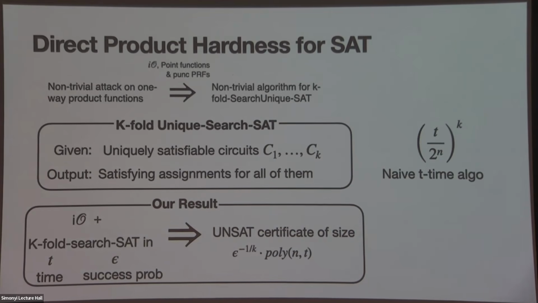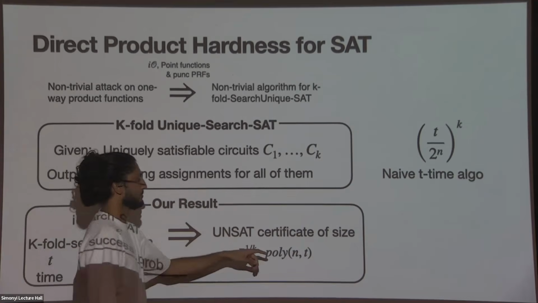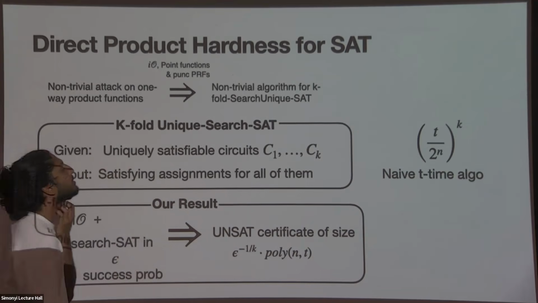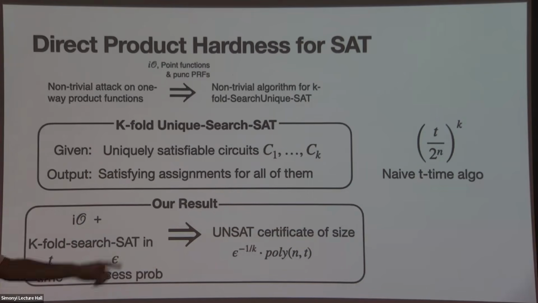You're saying you should hope that in the naive one, but what you really want is poly t over 2 to the n, to the k. You're saying there's a better algorithm that does poly t over. No, I am saying that's what you want. Oh, I see. The hardness you want. This would be optimal. And you get it.